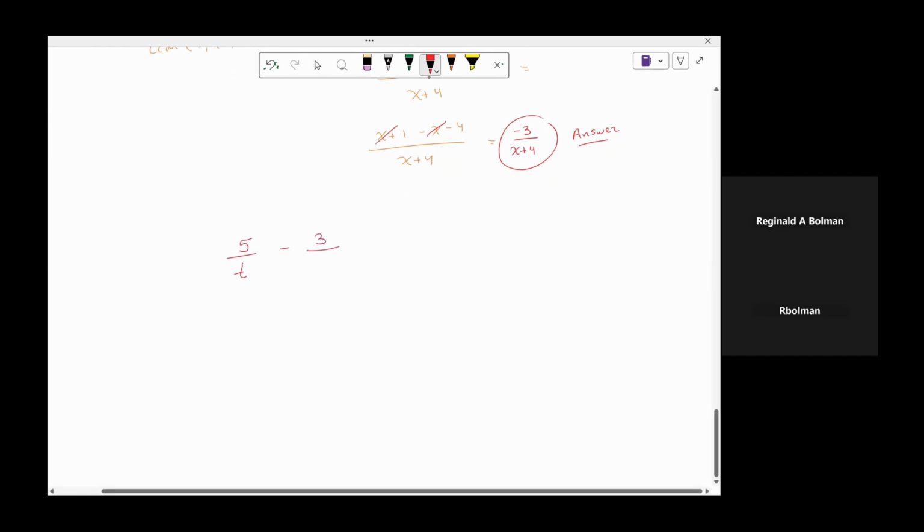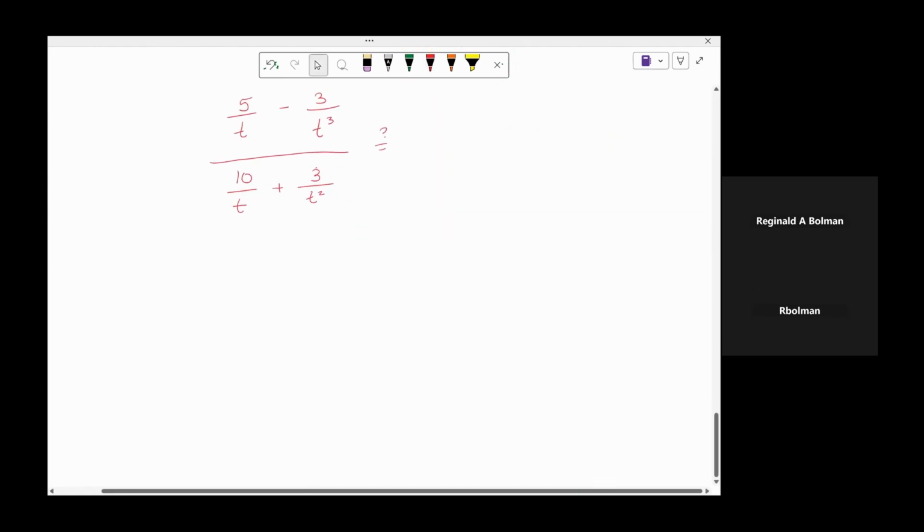minus 3 over t cubed all over, let's say this is 10 over t plus 3 over t squared. Say we've got a situation like this, and we're asking ourselves, hey, what is this equal to? While it's certainly true that you could go to the side of your paper and find, say, the LCM of the numerator and the LCM of the denominator and try to add your fractions together or subtract your fractions from one another, there is, in fact, a better way.